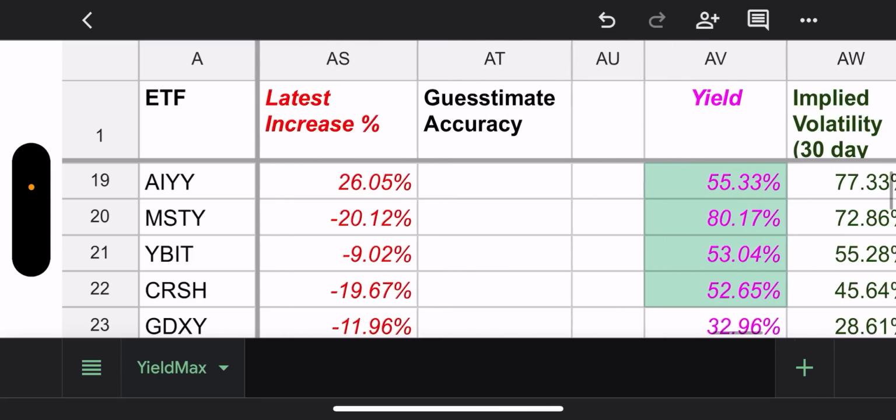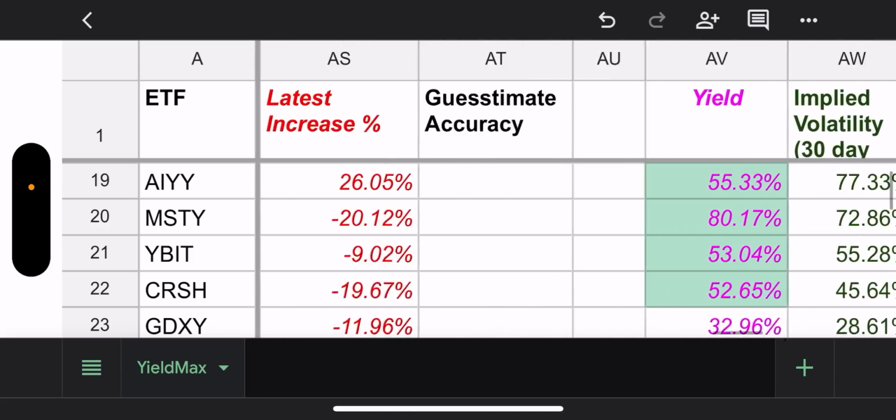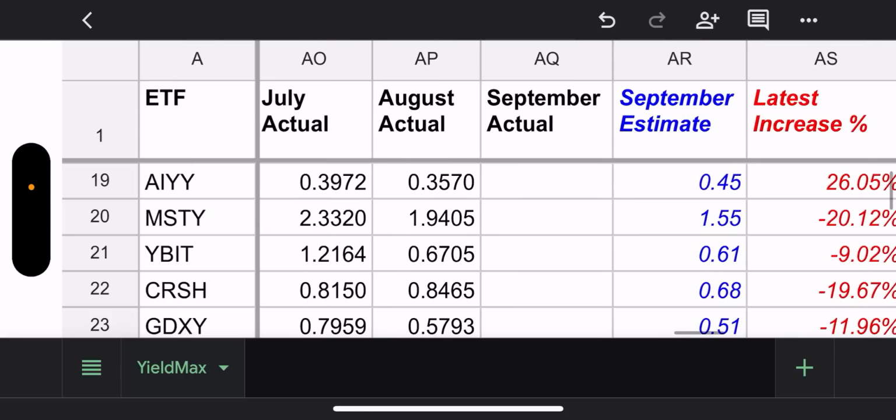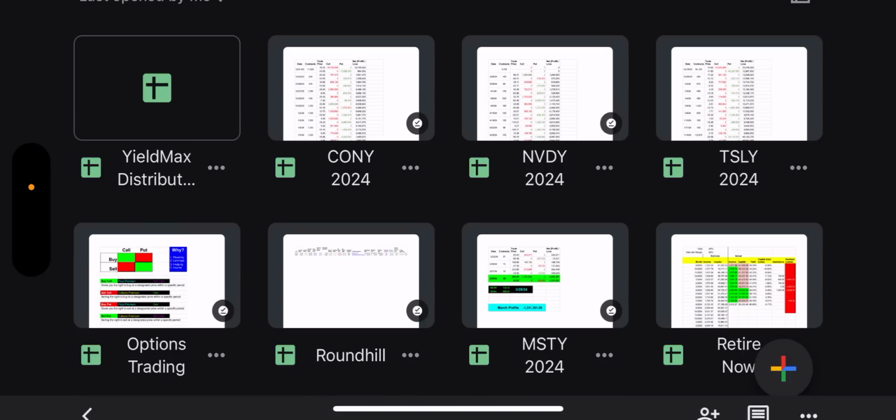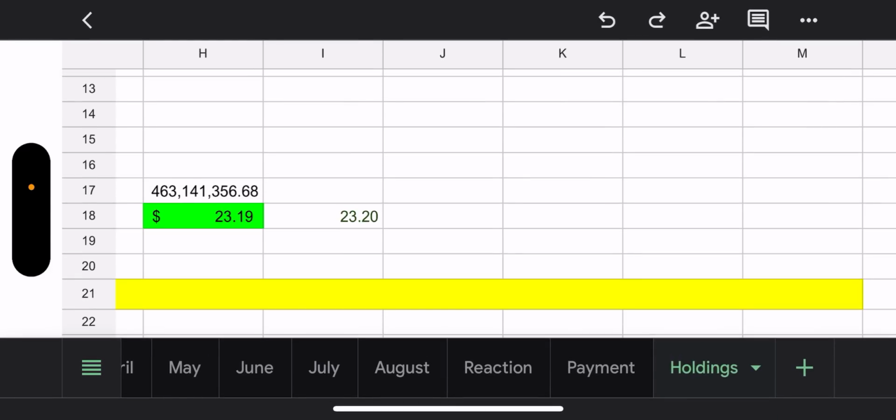All right, 45 comes to a 55% yield. Probably still lowballing, but let's go with that number for now. MSTY, our favorite. They paid $1.94 last month, so people were upset about that. I'm predicting $1.55 this month. So let's go to the spreadsheet and see why.